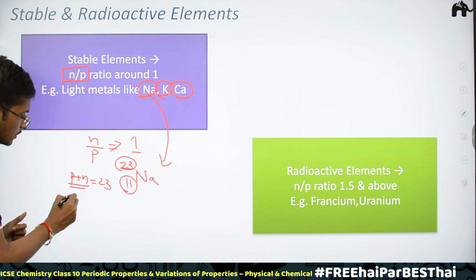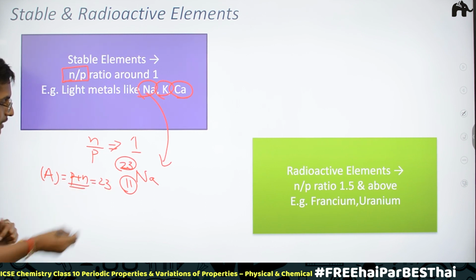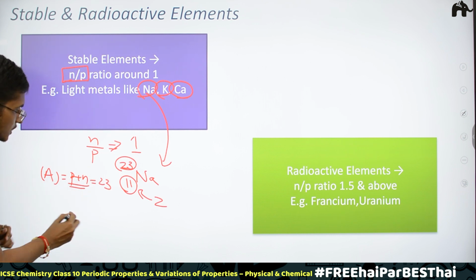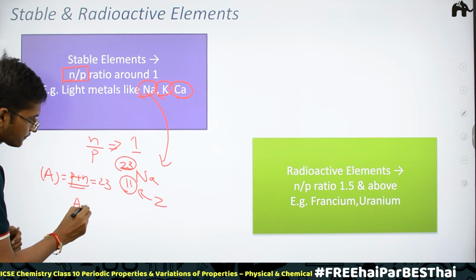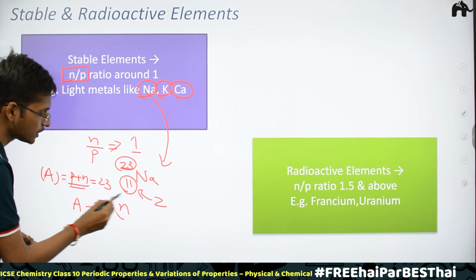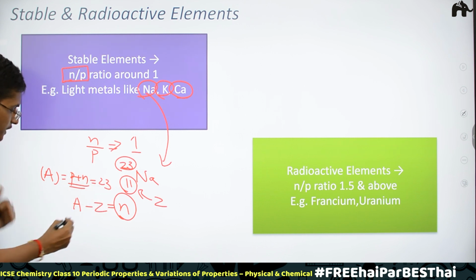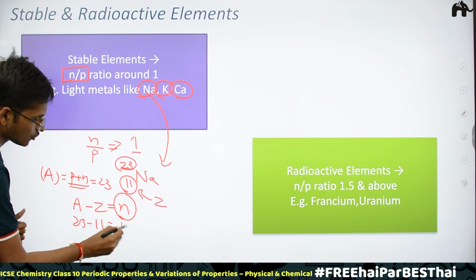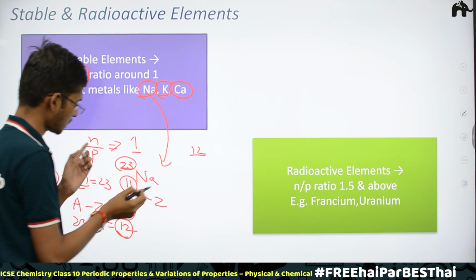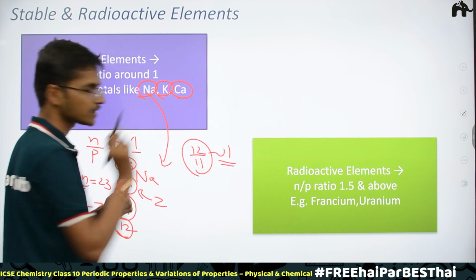So atomic mass A is this, atomic number is Z, which is 11, and we already know the formula that A minus Z would give us N, the number of neutrons. So 23 minus 11 would give us 12, right? So the number of neutrons is 12, and here the neutron to proton ratio would be 12 upon the number of protons, 11, so it would be roughly around 1, right?